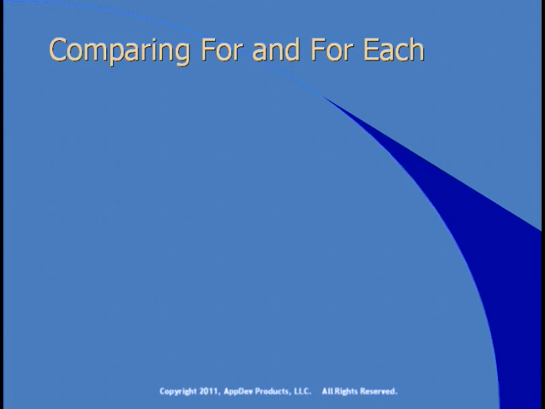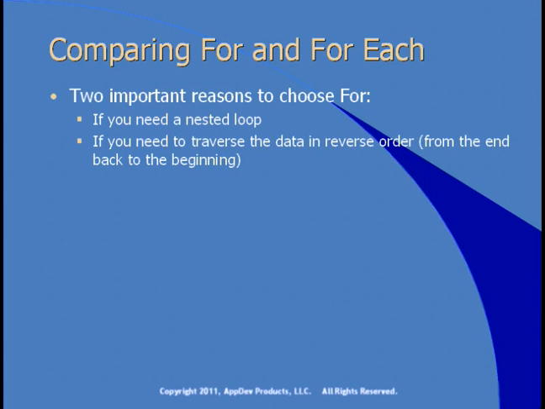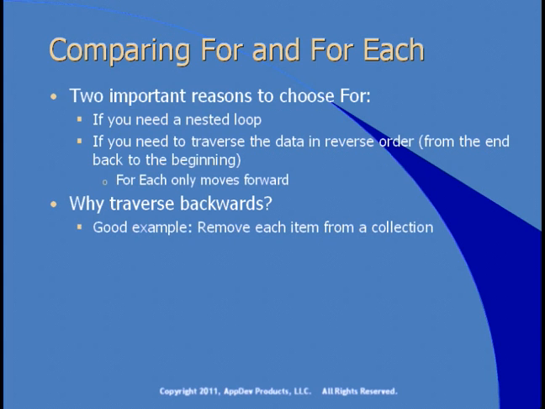The for each loop seems like it's a much simpler deal than using for, so why would you ever use a for loop? Well, there's two important reasons to choose the for loop. If you need a nested loop with two loops inside each other where you're keeping track of which item you're on, it's easier to use a for loop. And if you need to traverse the data in reverse order, from the end back to the beginning, you really don't have an option. In that case, you have to use a for loop because for each only moves forward through your data. Why would you ever want to traverse your data backwards, you ask? Well, here's a good example.